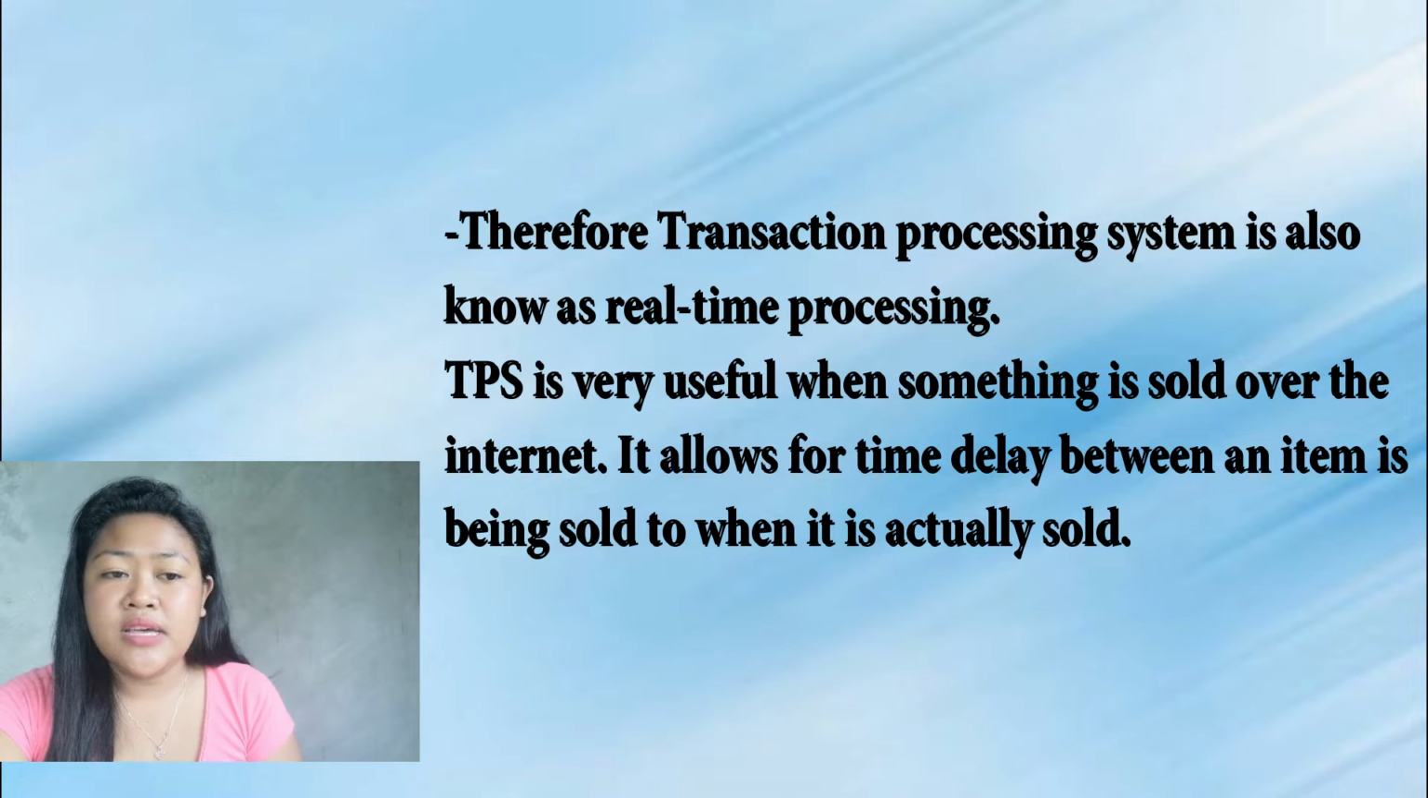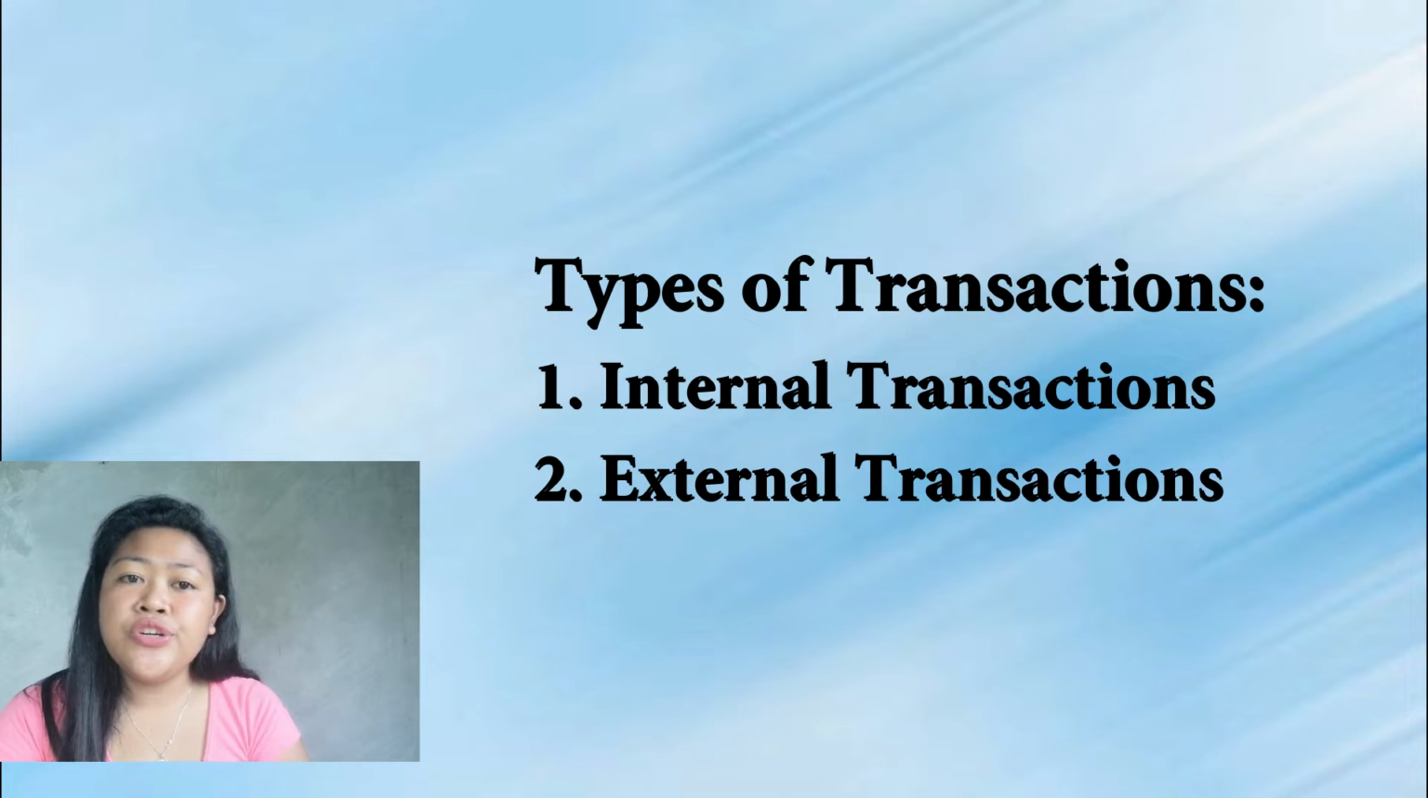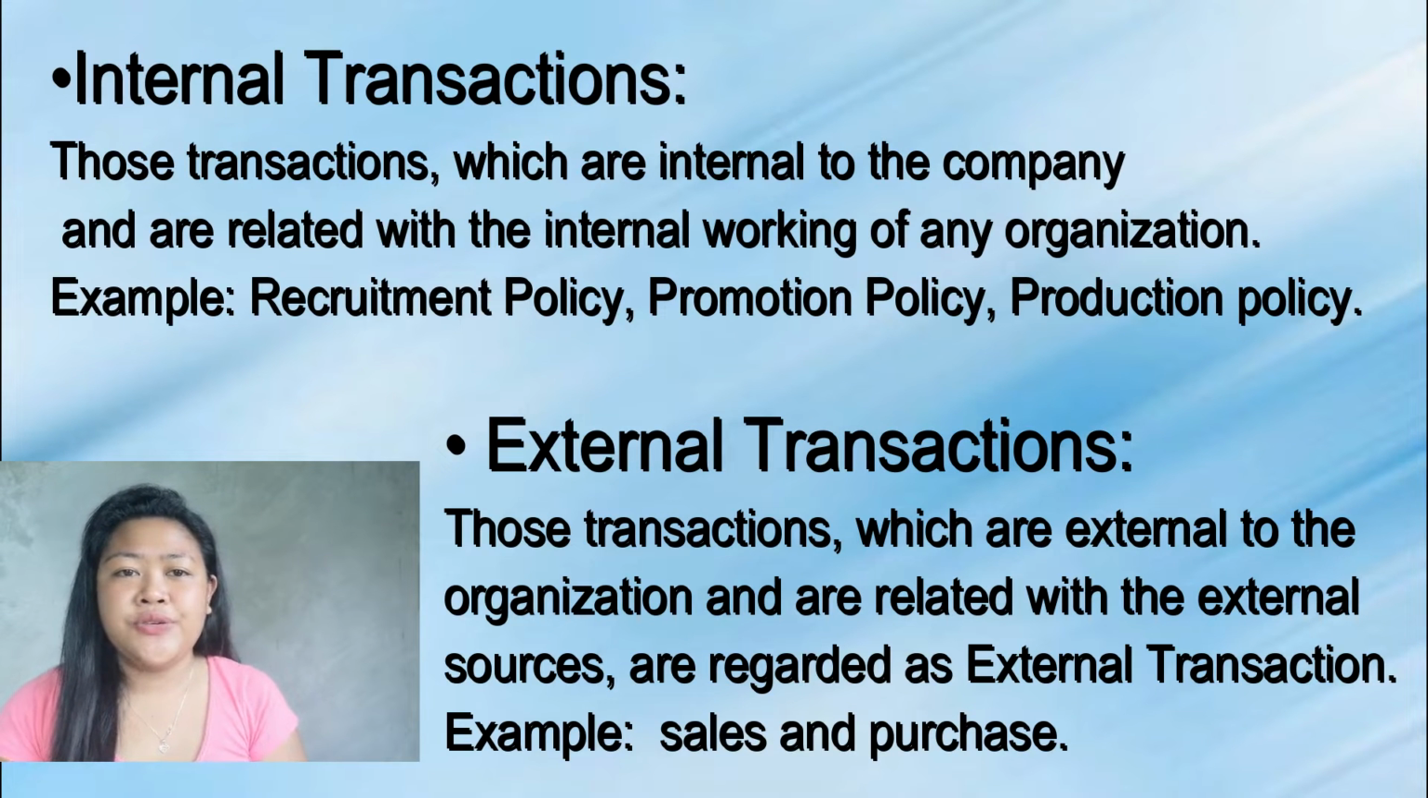Transaction processing system is very useful when something is sold over the internet. It allows for no time delay between when an item is being sold and when it is actually sold. There are two types of transactions: internal and external transactions. Internal transactions are those transactions which are internal to the company and are related with the internal working of any organization. For example, recruitment policy, promotion policy, and production policy.